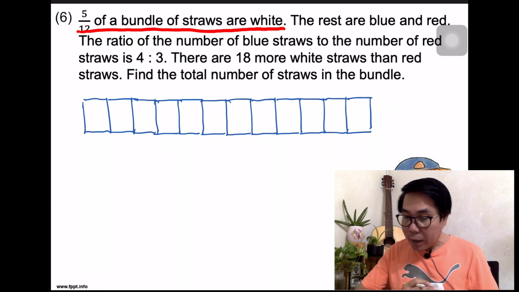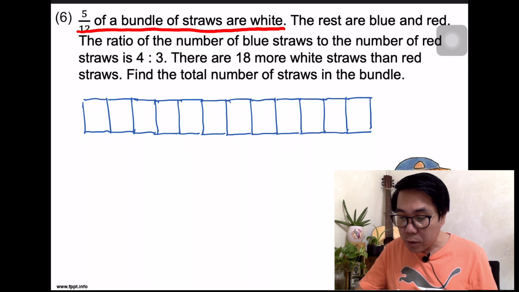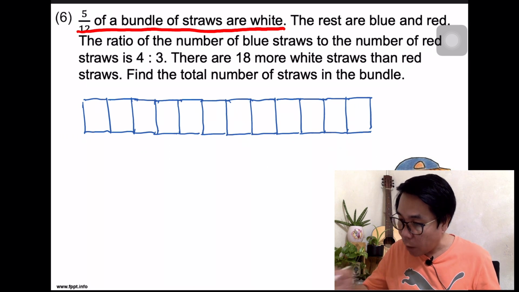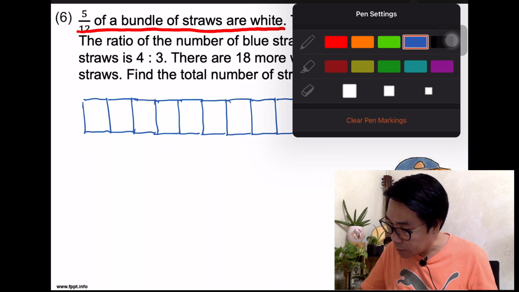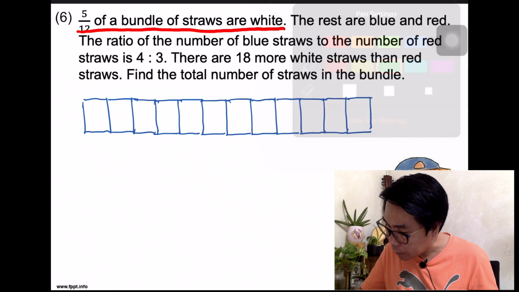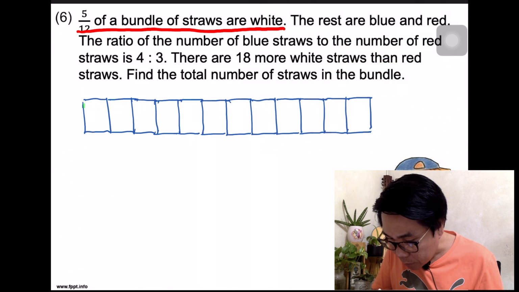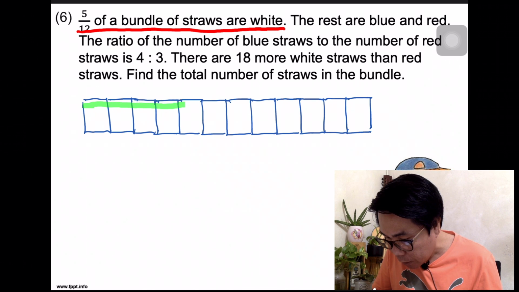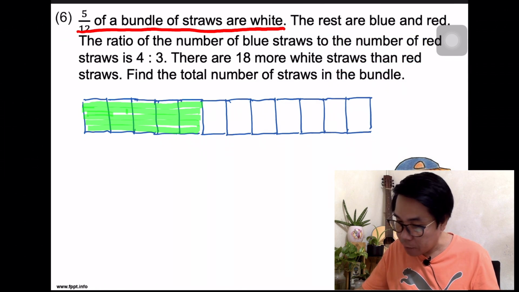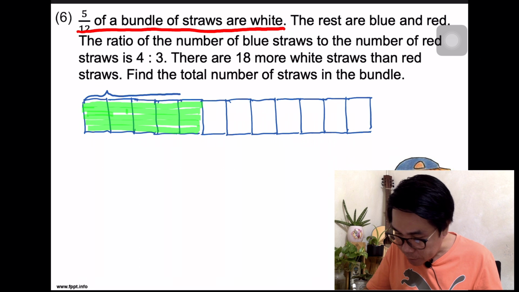Now we have to show 5/12 for the white. I'll just color this green for the white. So 5 out of 12: 1, 2, 3, 4, 5. This one is 5/12, and this is the white.